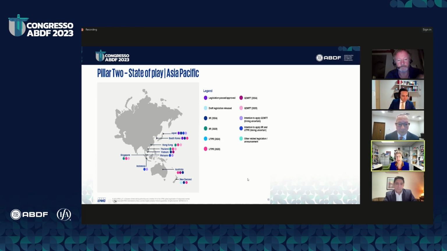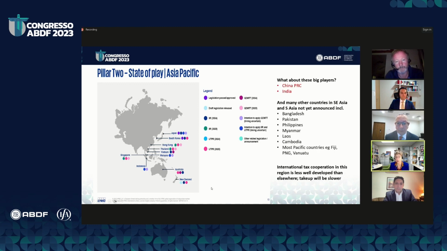What is interesting, though, is that this looks like quite a lot of countries and quite a lot of progress, but there is rather a lot missing here. In particular, what about these big players, the People's Republic of China and India? They have not yet publicly announced positions on Pillar 2, although they have both been engaged in the inclusive framework process. It is interesting to speculate about their position, and if anyone has any further information, I would be keen to hear it.